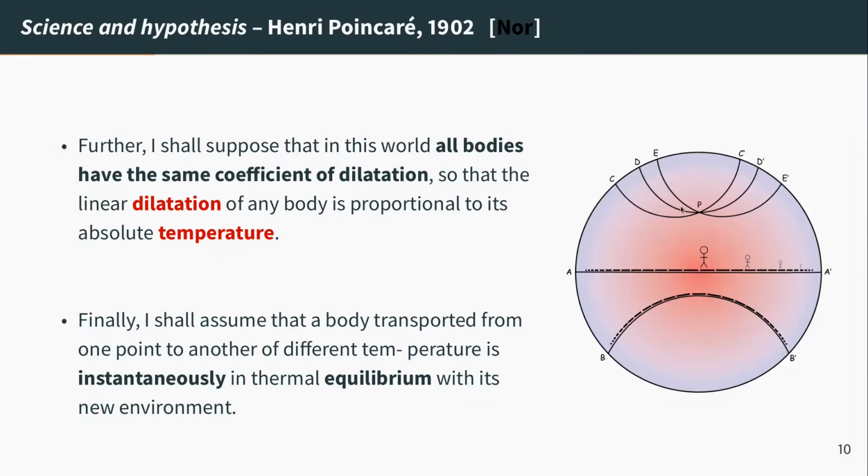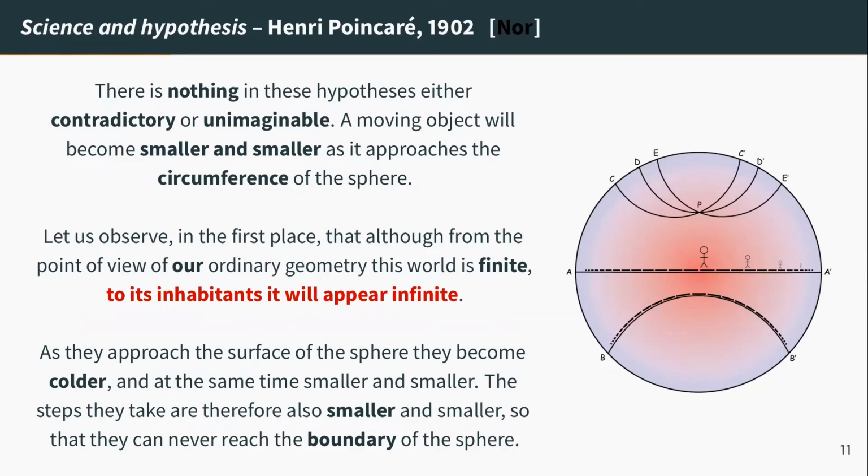So I'm going to take 1 hour to explain what everything here means. But this is why you have at least this small diagram, where here you have someone who is a 1 meter tall child, and then here he's just 75 centimeters tall and progressively gets smaller and smaller. Obviously the idea is that if you're small, you make small steps. So there is nothing in this hypothesis either contradictory or unimaginable. A moving object will become smaller and smaller as it approaches the circumference of the sphere.